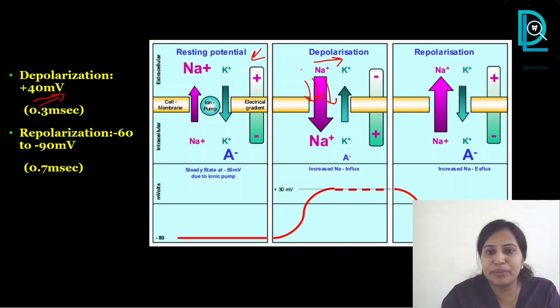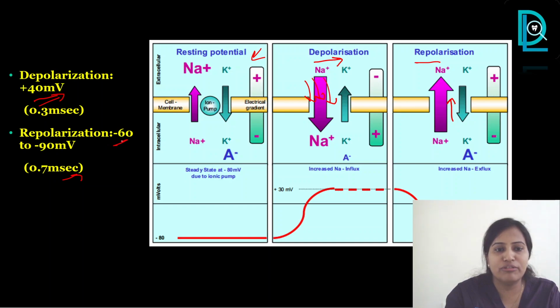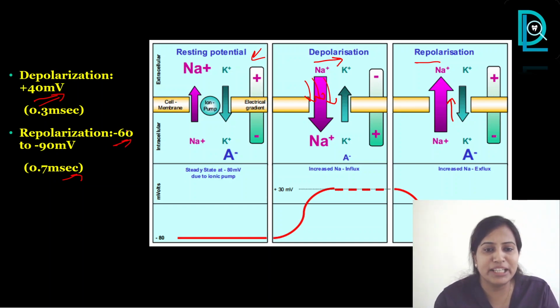And what happens after depolarization? The impulse is sent through the nerve membrane. Now it has to go back to its original state, that is repolarization, right? So during repolarization, all the sodium which came inside has to go out, and to take it out is an ATP requiring process. It's an active process, okay? And this happens in 0.7 milliseconds. At the end of repolarization, you have a membrane potential of minus 60 to minus 90 millivolt. All these numbers are very important, okay?